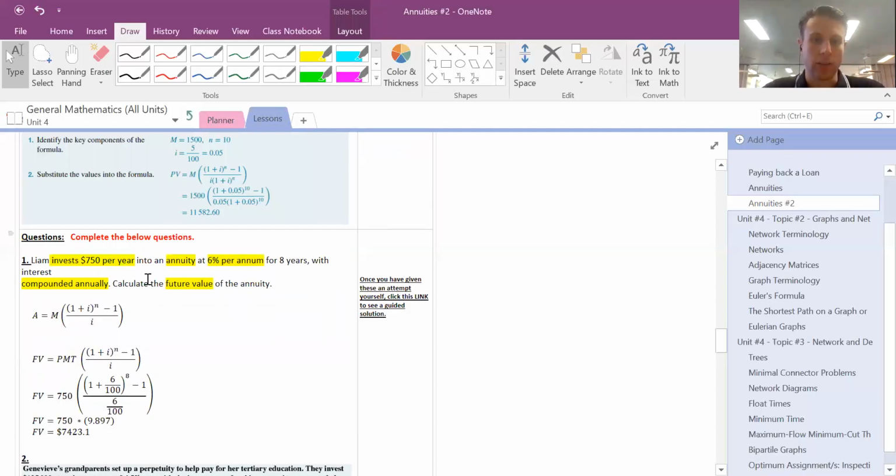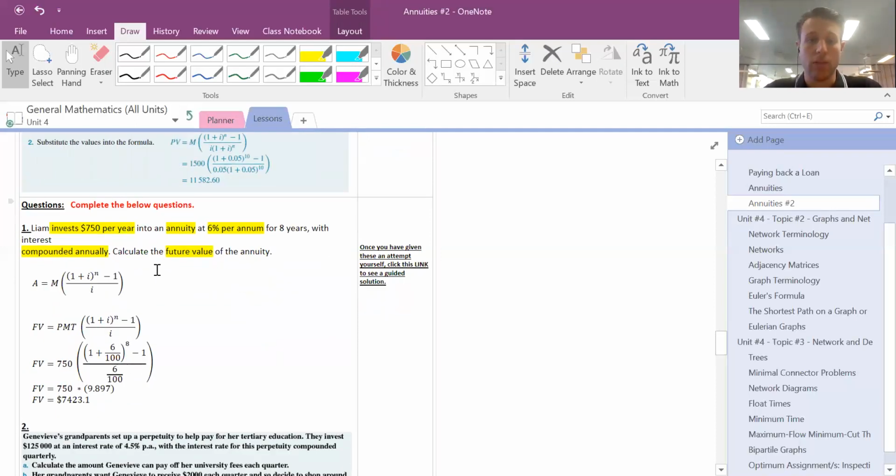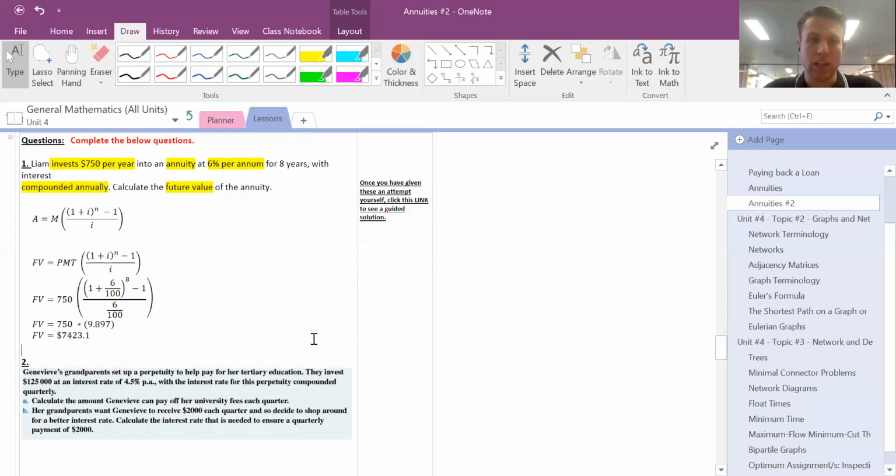So Luke, after investing $750 per year for 8 years at a 6% per annum interest rate, ends up with $7,423. Thinking about how much money he's actually invested, 750 times 8, he's only invested $6,000. So by doing an annuity, he's made himself an extra $1,400 over 8 years, which is great for such a small investment.